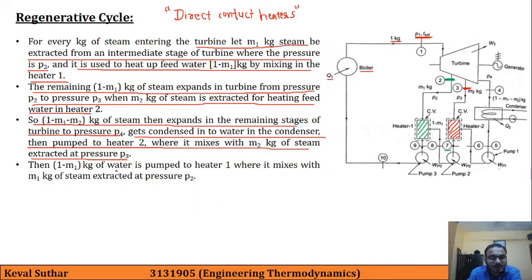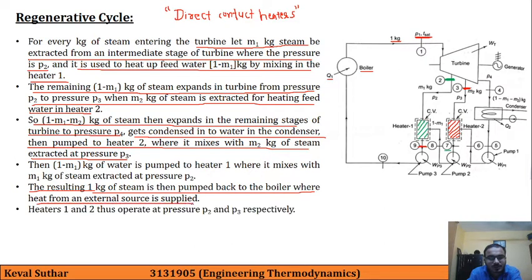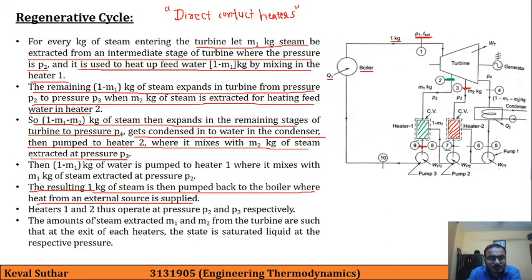Then the remaining 1 minus m1 kg is pumped to heater 1 and it mixes with m1 kg of steam extracted at pressure P2. The resulting 1 kg of steam, that is over here, is then pumped back to boiler where the heat from external source is applied. Heater 1 and heater 2 thus operate at pressure P2 and P3 respectively.